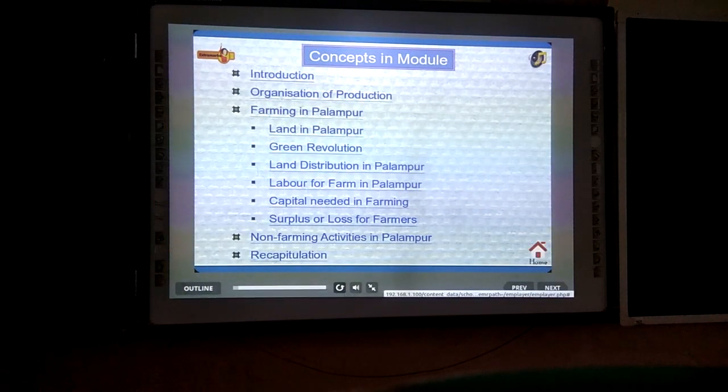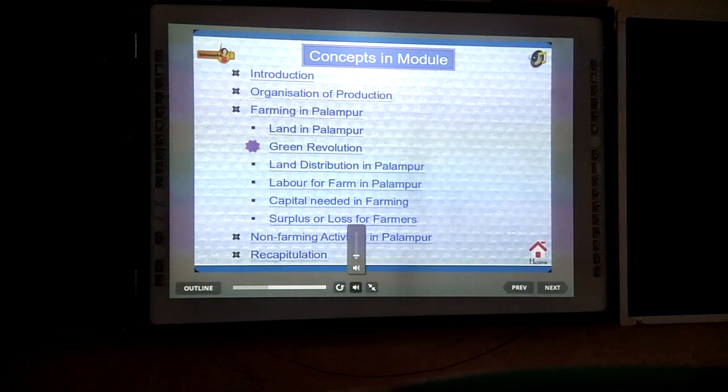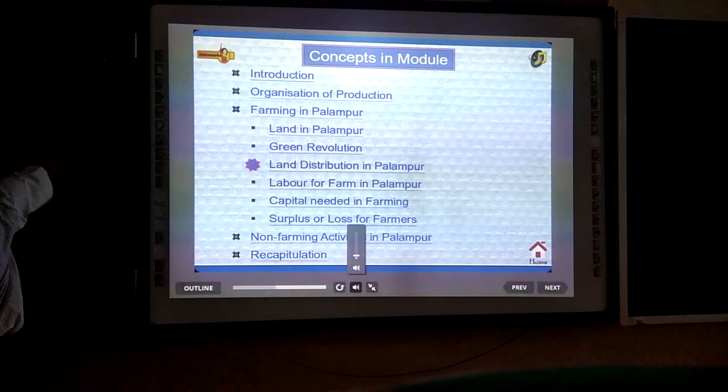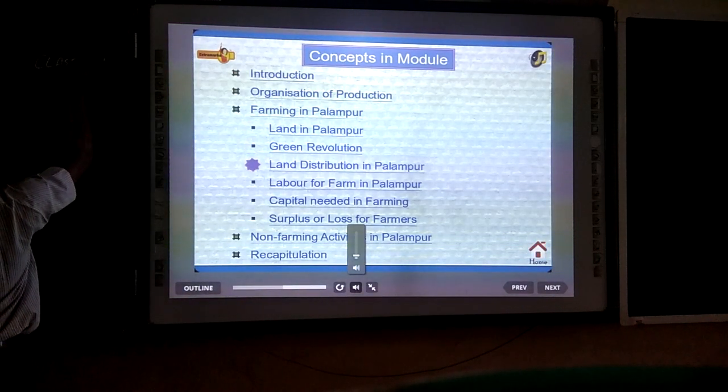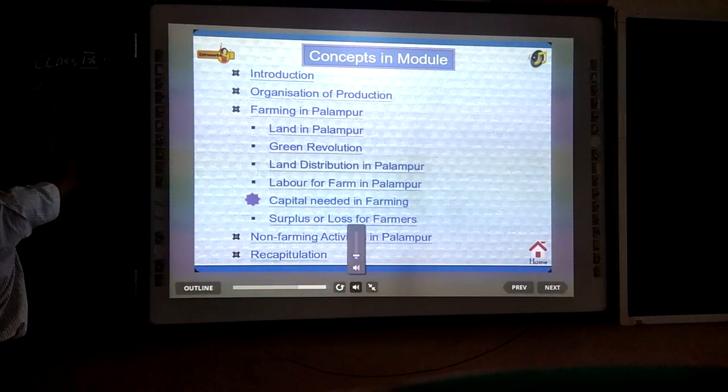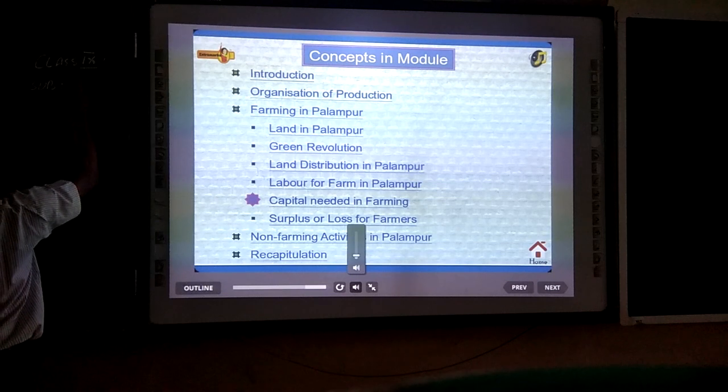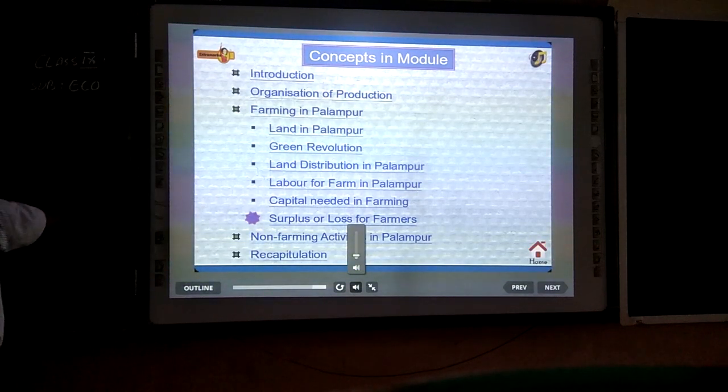In this module, we will study the following: organization of production, farming in Palampur, land in Palampur, Green Revolution, land distribution in Palampur, labor for farm in Palampur, capital needed in farming, surplus or loss for farmers, and non-farming activities in Palampur.